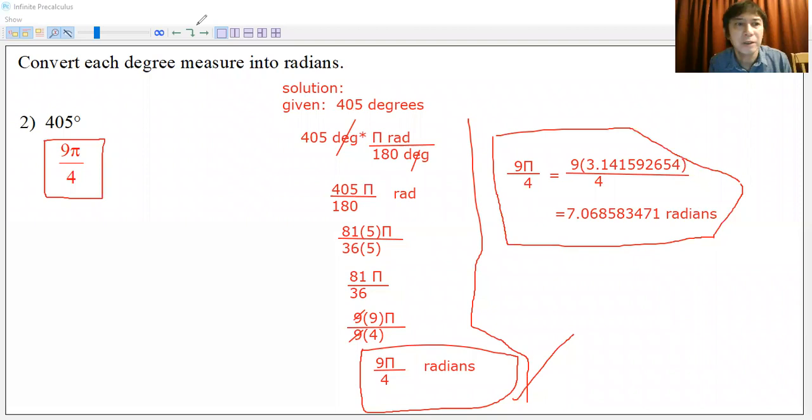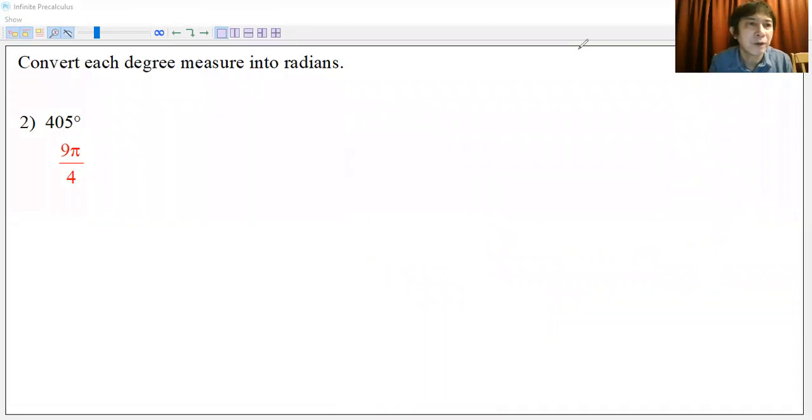Let me clear the screen. And we're going to do number 3. Okay, here's number 3. Convert each degree measure into radians. Okay, this is 30 degrees. It's a special angle. I already know the answer. It's pi over 6, because that's the sixth part of a half circle. So it's simply 180 divided into 6 parts. That's 30 degrees. So in radians, this is pi over 6.